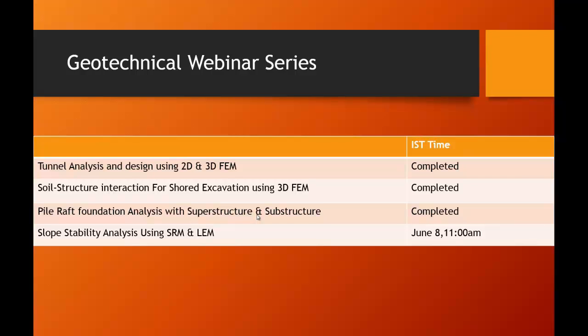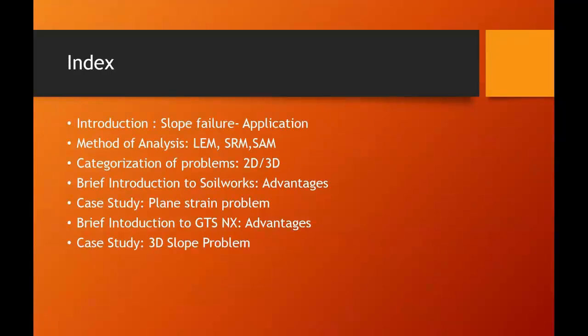Today our topic is slope stability analysis using SRM, that is the strength reduction method, and the limit equilibrium method. For today's webinar, this is the workflow I will be following. First, I will give a brief introduction about slope failure, the applications where we need to perform slope stability checks, the methods of analysis like LEM, SRM and SAM, the theory behind them, and the categorization of problems, that is 3D and 2D.